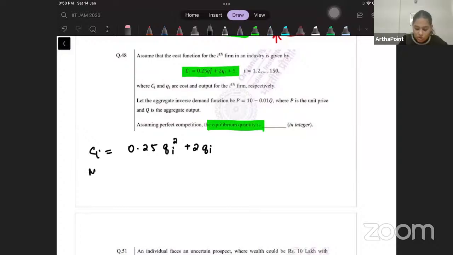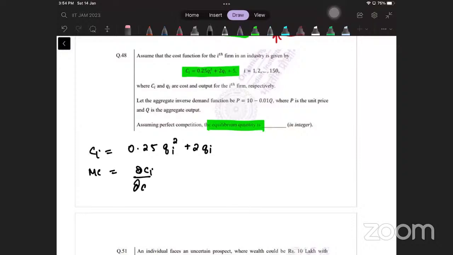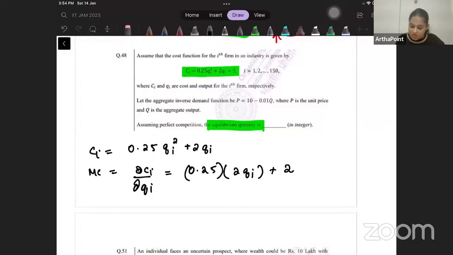So marginal cost is how cost changes as your quantity changes, as Qi changes. And when you differentiate this, what will you get? You will get 0.25 into 2Qi plus 2. So solving this gives me 0.5Qi plus 2. This is my marginal cost.